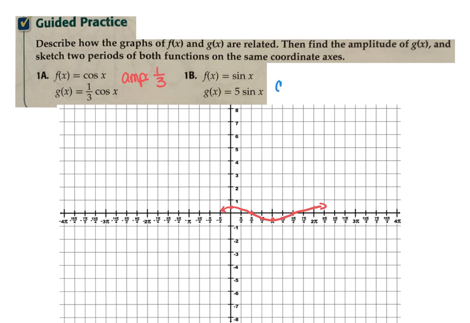Sine graph, what is your amplitude for this one? 5. For sine, I start at 0 or my midline. 1/4 of the way through, I'm at my highest point, which is now 5. Halfway back to 0. 3/4, my lowest, which is now -5. At the end, back at 0. So this guy is going to look like this.